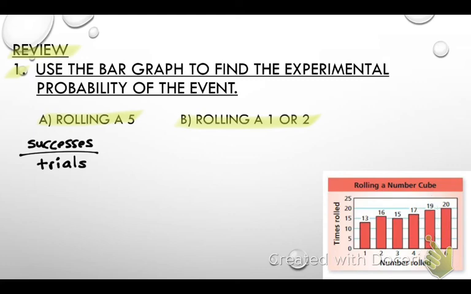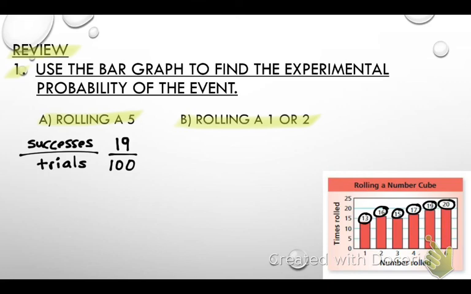Right up there, 19 times they rolled a 5. So successfully, they got it 19 times. Out of, how many times did they roll this all completely? How could I figure that out? You are correct. I'm going to add up how many times they got a 1, 2, 3, 4, 5, and 6. I want you guys to stick that in your calculator, add all those up together. Isaac, what'd you get when you added all those numbers together? 100. They had 100 total trials.